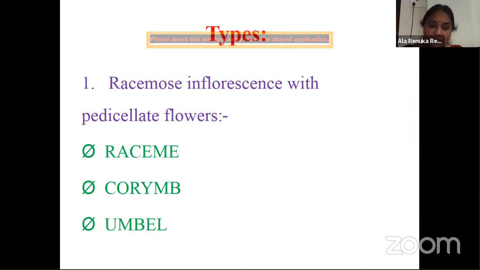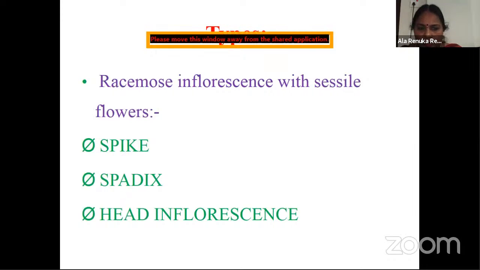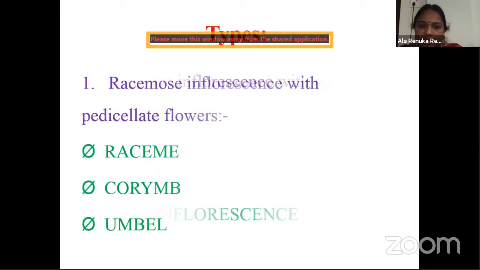Racemose inflorescence with pedicellate flowers are of three types: raceme, corymb, and umbel. Racemose inflorescence with sessile flowers, that is, flowers without pedicel, is of three types: spike, spadix, and head inflorescence. Okay, so racemose inflorescence with pedicellate flowers.